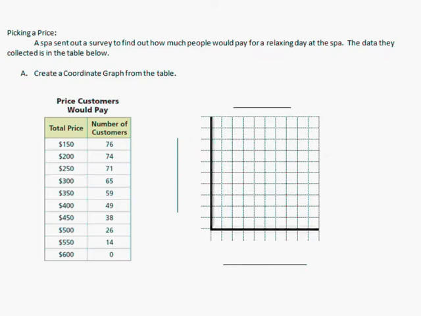So we're picking a price. A spa sent out a survey to find out how much people would pay for a relaxing day at the spa. The data they collected is in the table below. So we're going to create a coordinate graph from the table. So first off, we're going to steal the title. So price customers would pay.